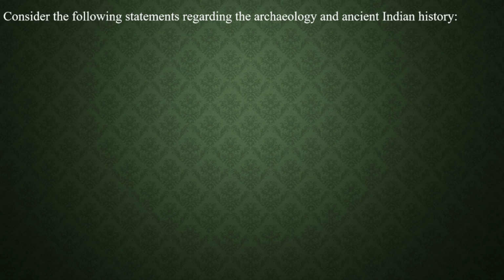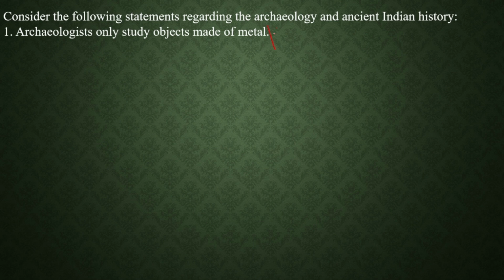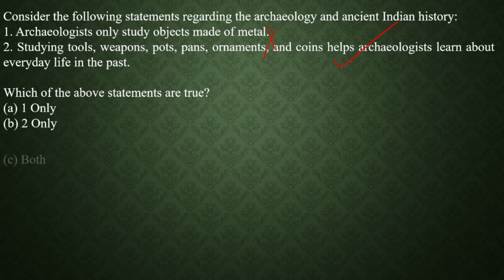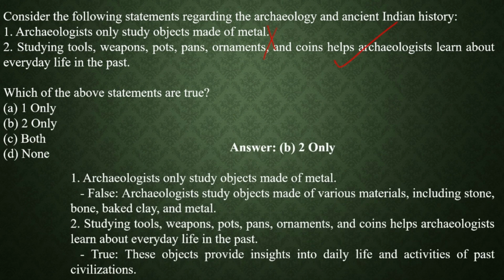Consider the following statements regarding archaeology and ancient Indian history. Archaeologists only study objects made of metal? Of course not. They study bones and other things as well. Studying tools, weapons, pots, pans, ornaments, and coins helps archaeologists to learn about everything in the past. Seems to be true. Which of the above statements are true? So, of course, only one won't be the answer. B will be the answer of this question. Okay, student. All right.